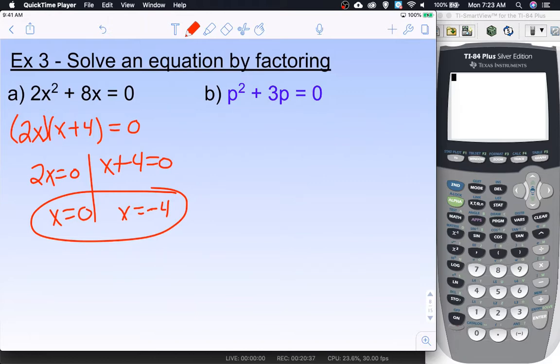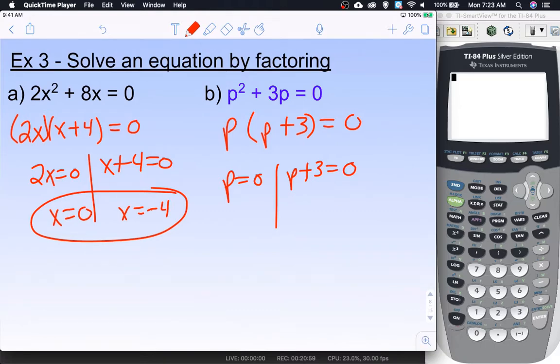So your factoring should look like this: the only thing you can pull out from both of these is a p. So you're going to have p plus 3 left inside. And then we would use our zero product property. Either p equals 0 or p plus 3 equals 0. The left side's already solved. On the right side, if we subtract 3 on both sides, we're going to get p equals negative 3.